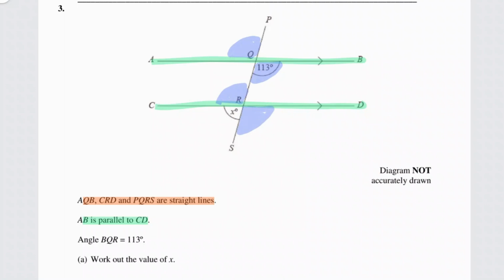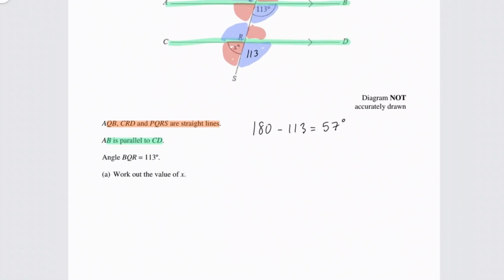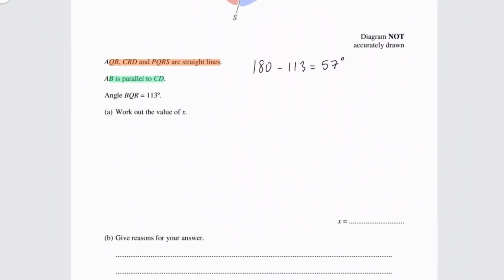So we've got 4 angles that are all 113, and the other 4 angles are the same as well. X is one of the other angles. So how do we get that? If we know this angle is 113, it means X must be 180 take away 113, so 57, because those angles on a straight line add up to 180. So the value of X is 57 degrees.